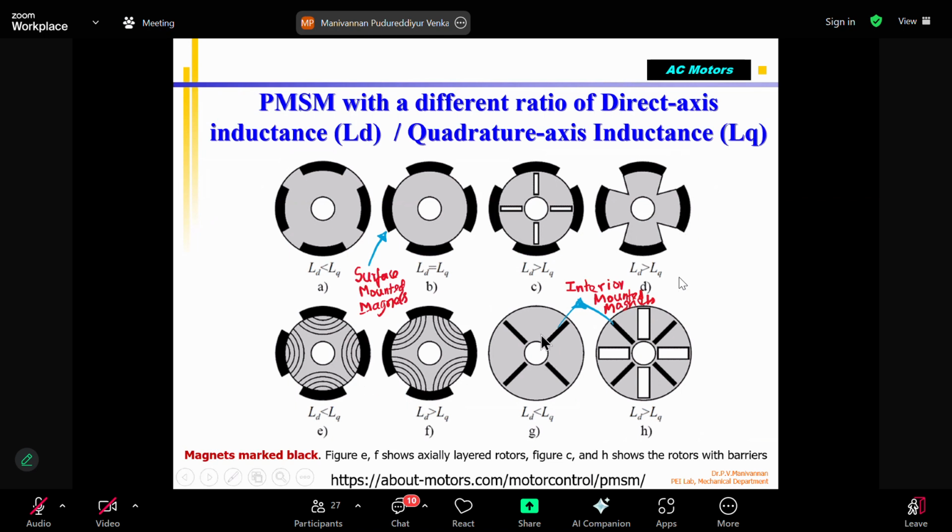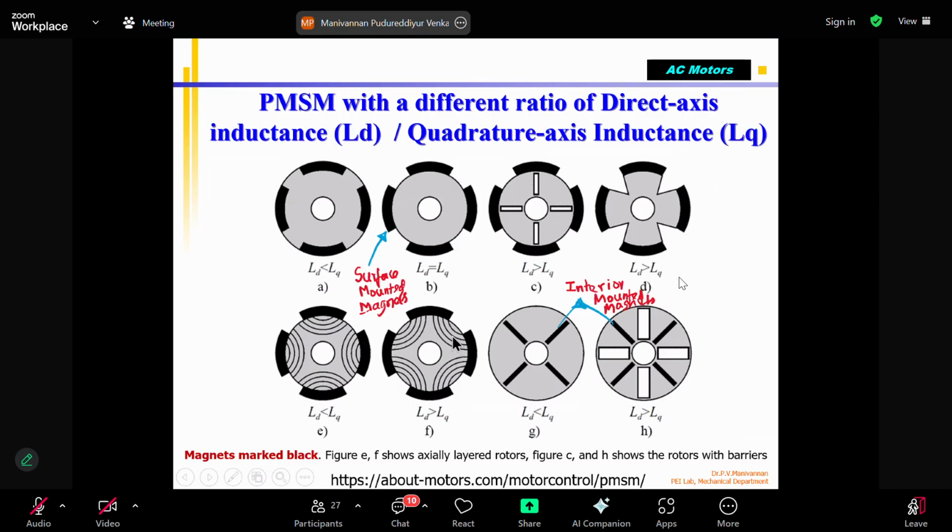The other one is called interior. In the interior type, you can see the core is circular, cylindrical in shape, with no projection. The magnets are buried inside this, and you can see that there are two types. This is called IPM, short for interior permanent magnet rotor. In the interior permanent magnet, the magnet is inside. These are surface mounted: in the first top row, all four are surface mounted. Here these two are also surface mounted. You can see the black color lines.